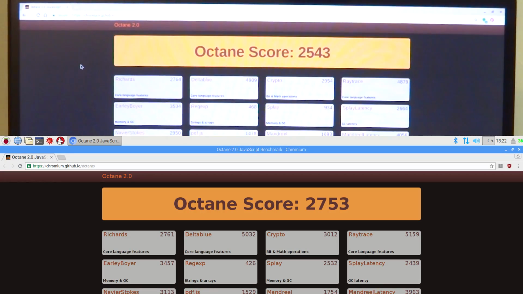Next up, we will take a look at the Octane Benchmark, which isn't that great either. The Chromium browser on the Raspbian OS scores way more than it does on Flint OS.